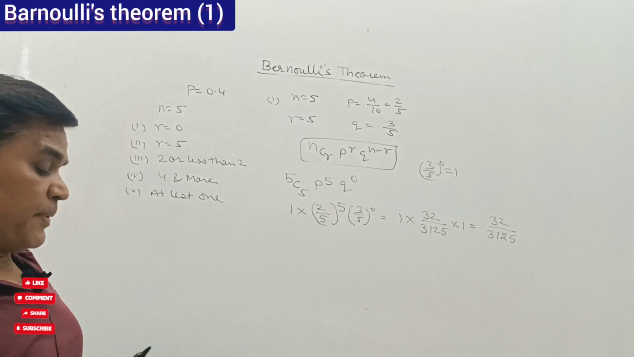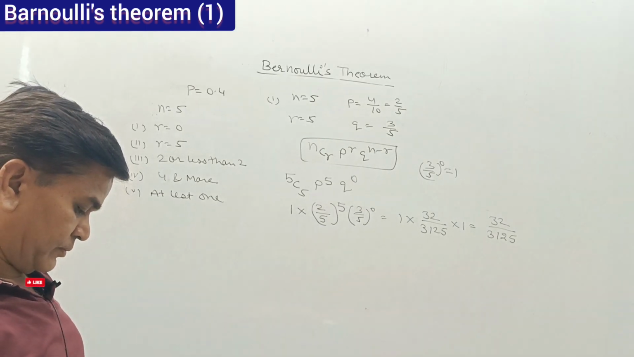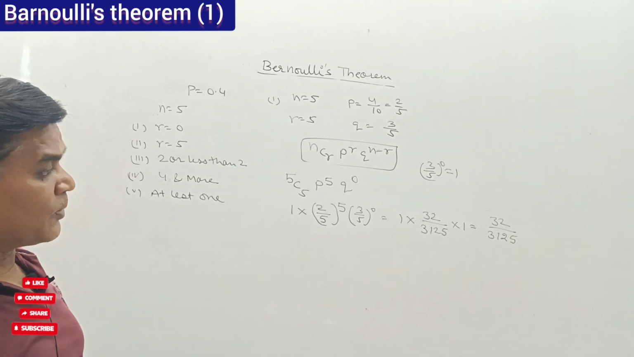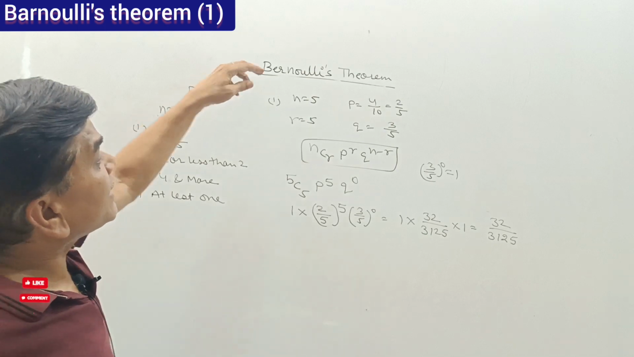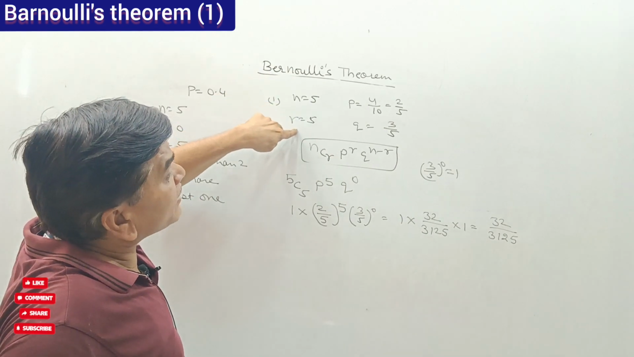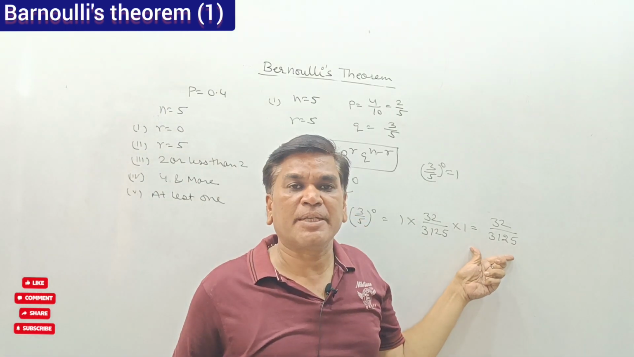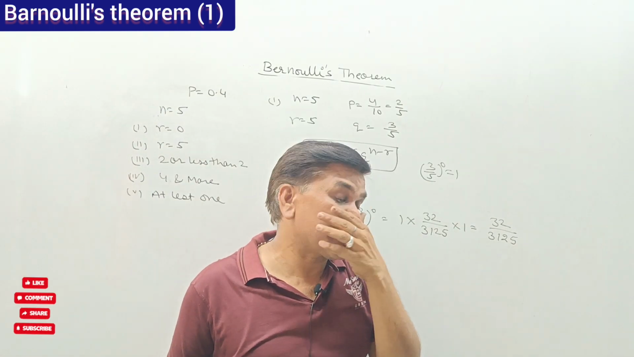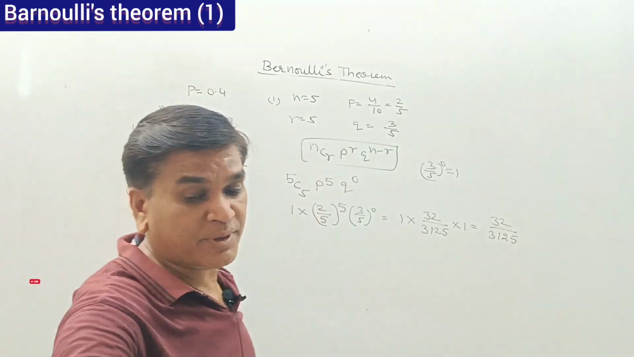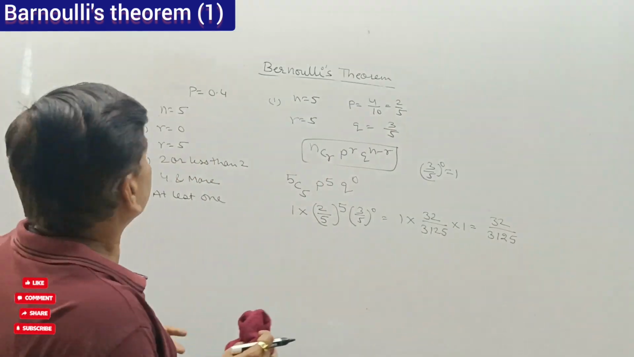2 raised to power 5, that is 32. So for getting all 5 students to pass, the probability is 32 divided by 3125. It means there is very little chance of all students passing.